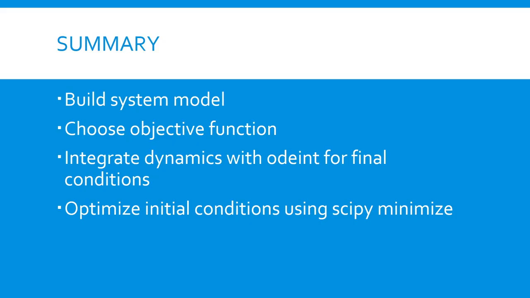To summarize, we calculated the size and weight required for a snowball so that after rolling for 30 seconds, it would strike a tree with sufficient force to knock it over. First, we built a system model. Next, we chose an objective function. We then integrated the dynamics with odeint to obtain the final conditions. We wrapped all that in optimization to find the initial conditions needed using SciPy Minimize.